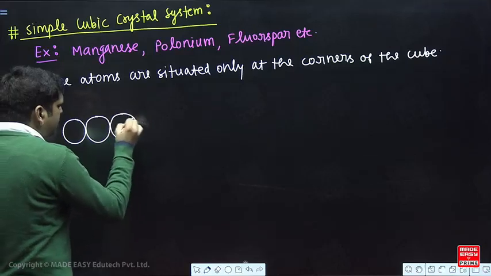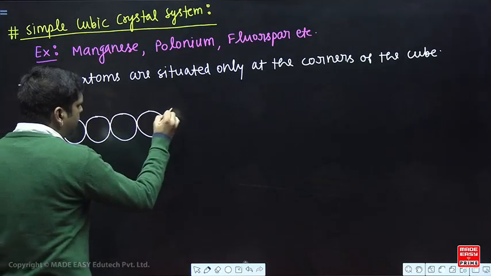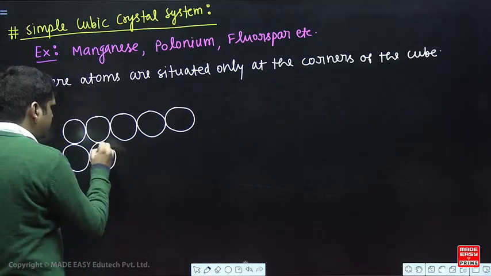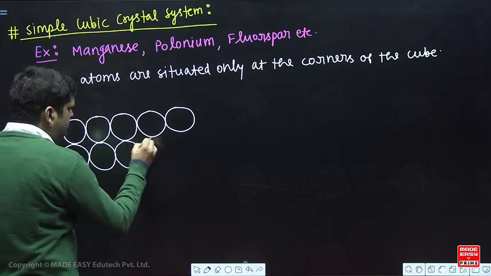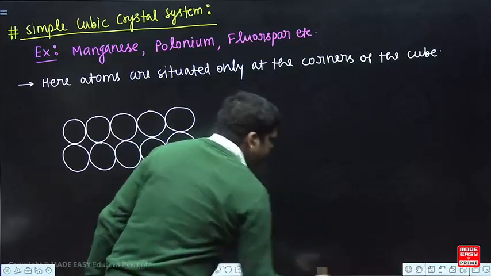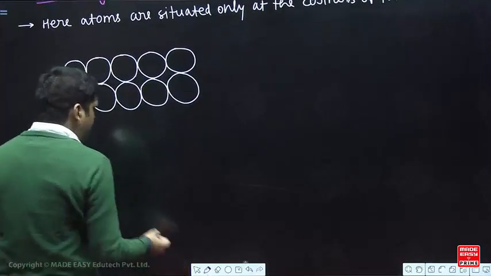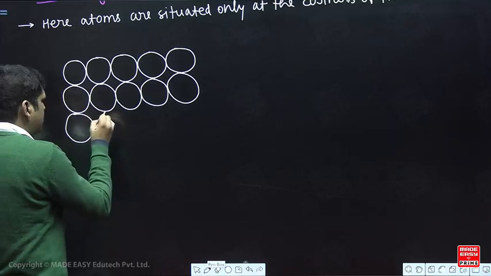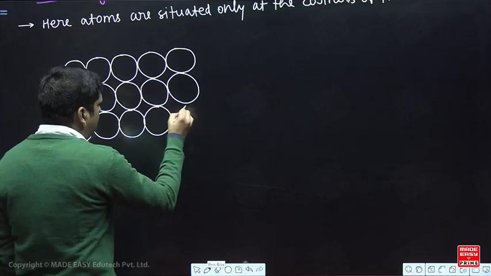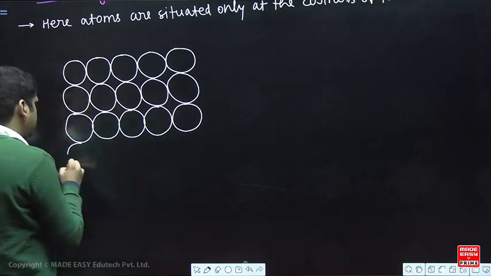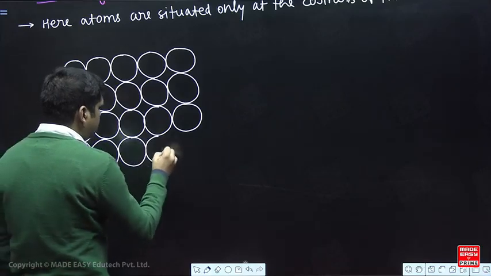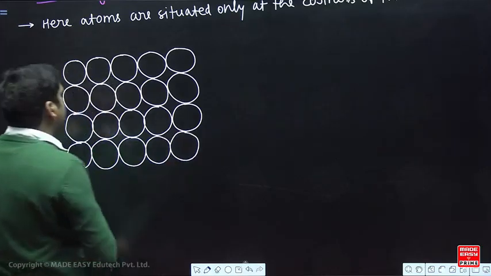In crystallography we assume that atoms are hard and spherical body. So this assumption you have to take throughout the crystallography. All of them are hard and spherical. So they are arranged in this way as I am making here. Although I am unable to make them spherical, but you have to assume it.